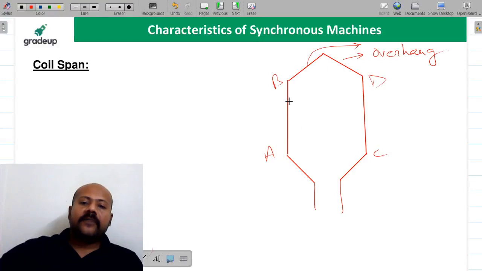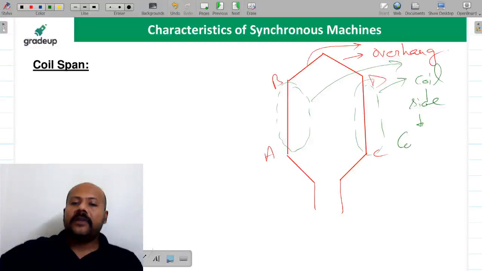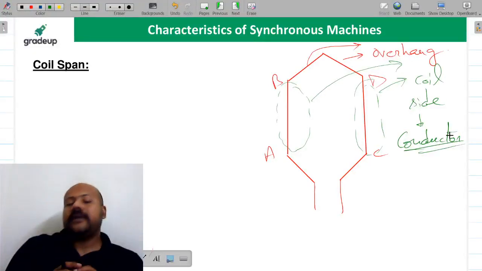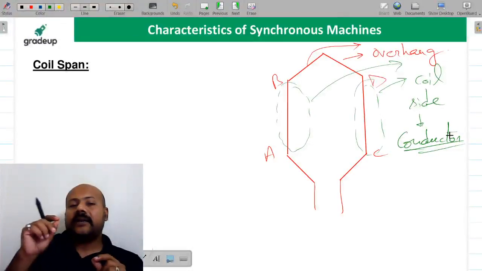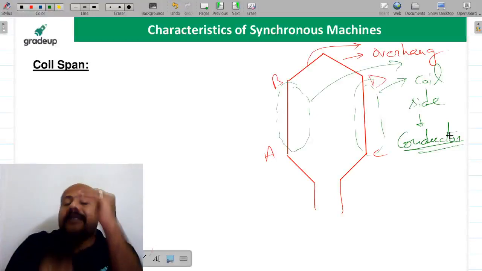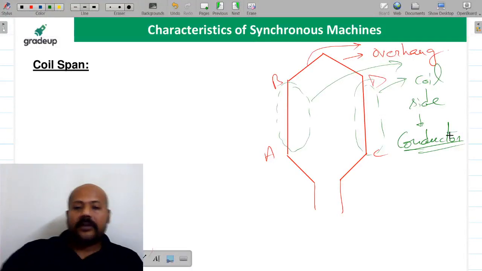And if you see this portion beta, whether it is AB or DC portion, this we call as coil sides, which have the conductor. What are we calling as conductor? Conductor is that part of the coil which actively takes part in the electromechanical energy conversion process.